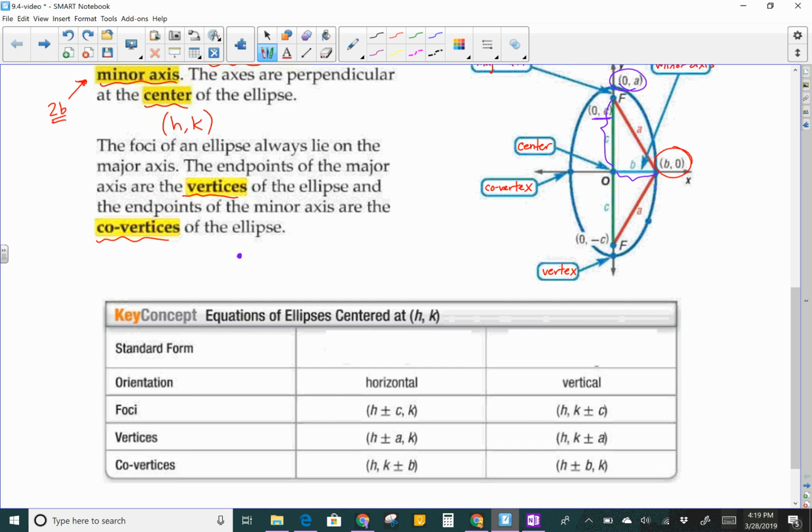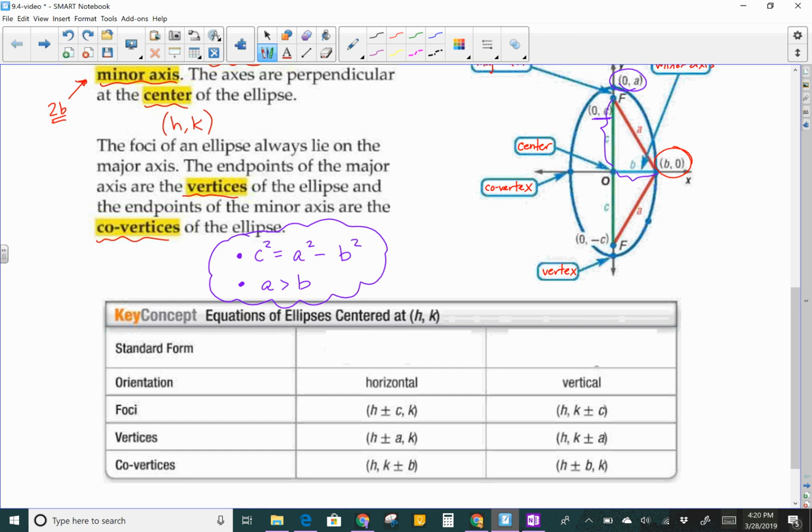Now, you need to know how A, B, and C are related, okay? That's the key. So how are they related? C squared is equal to A squared minus B squared. And the other thing you need to know about an ellipse is that A is always larger than B, because A is what I said describes your major axis.